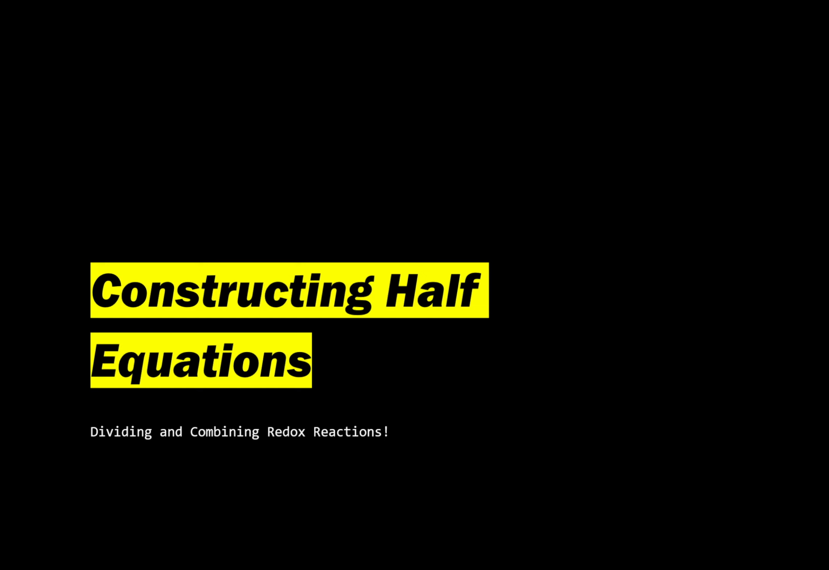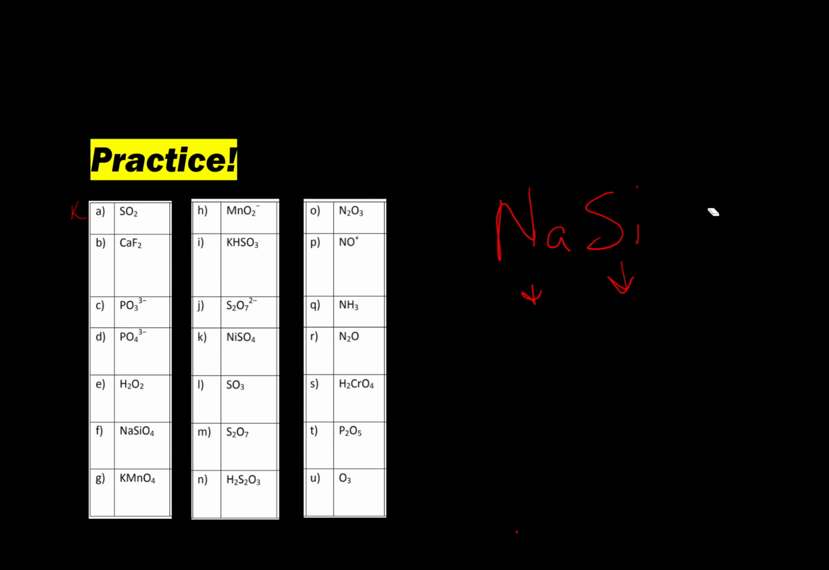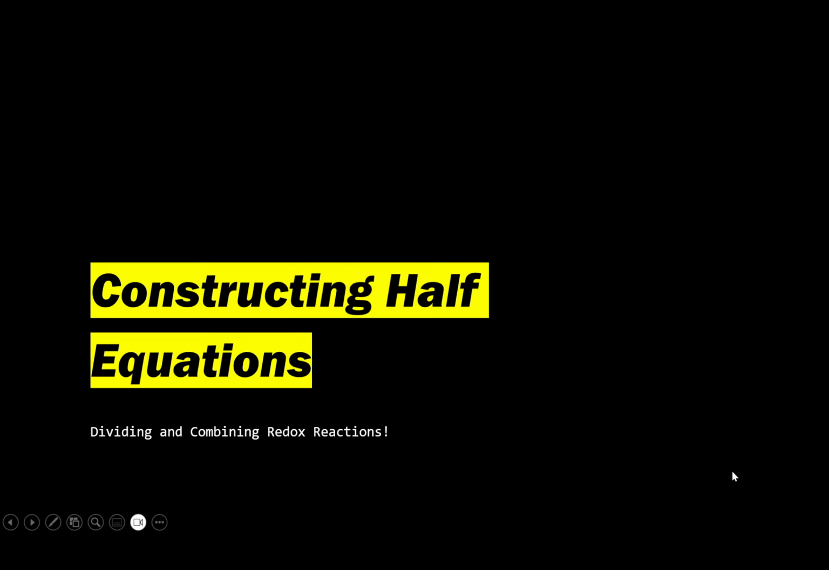So constructing half equations. Let's see if we can do this in 20 minutes. Just seeing, are there any issues or questions with how we find and assign oxidation states here? Any issues? All right, in the interest of time, I'll move on. I urge you to just focus for 20 minutes. So constructing half equations, dividing and combining redox reactions. That's what we're all going to be talking about here.